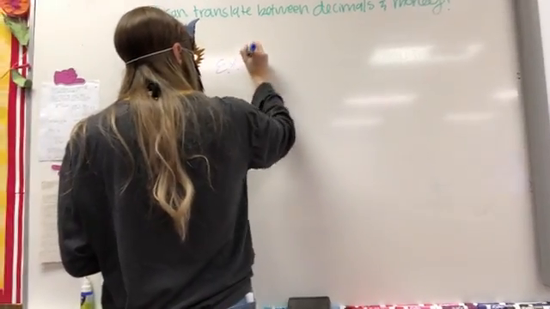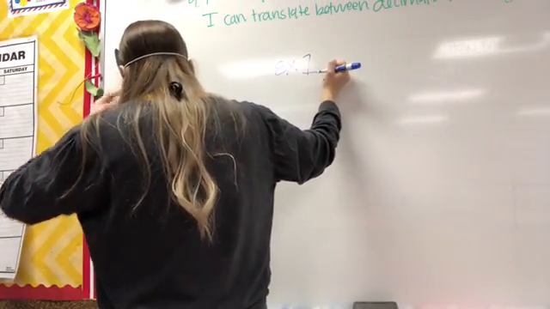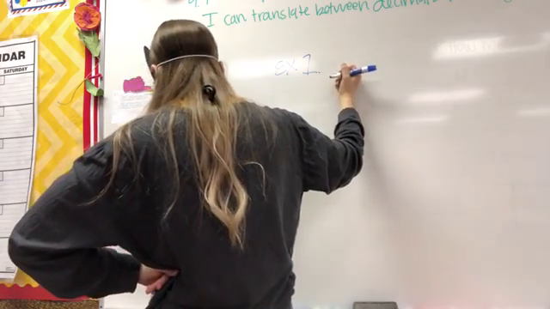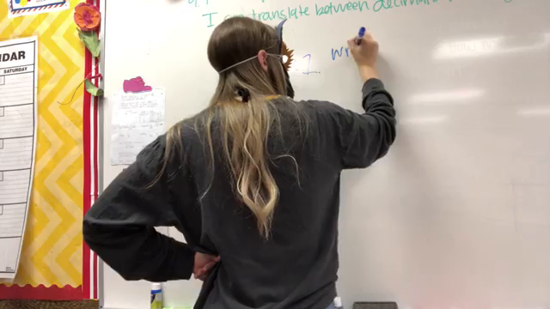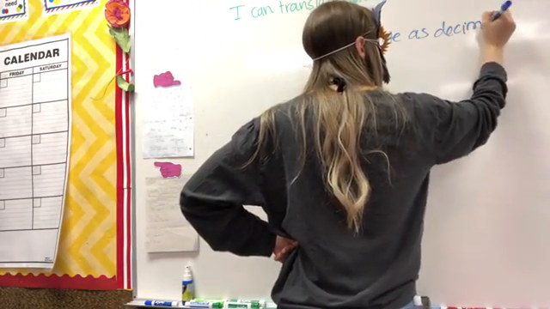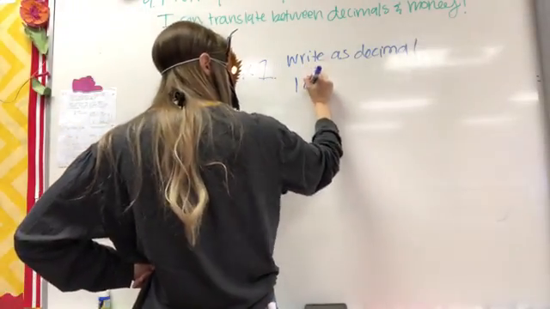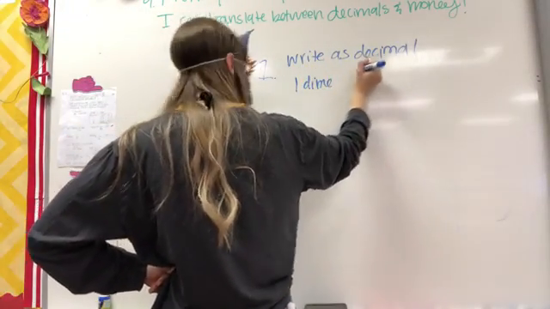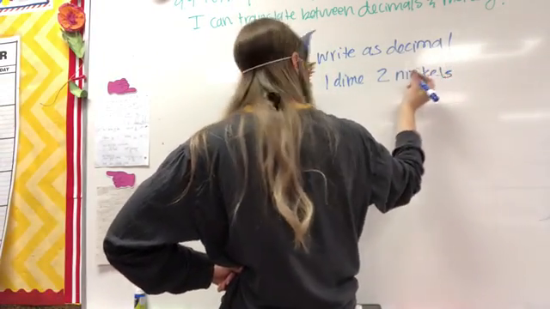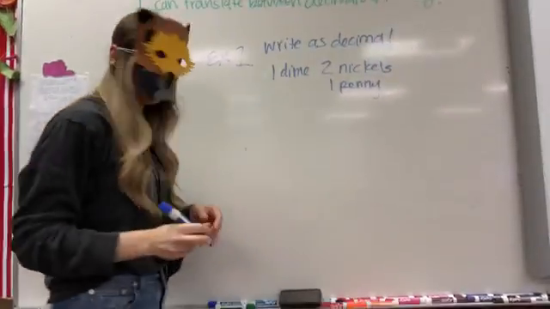Example number 1. I want you to write this as a decimal. It might ask you to write it as a fraction or a decimal or a dollar amount, okay? If I have 1 dime and 2 nickels and 1 penny, what is this going to look like as a decimal?